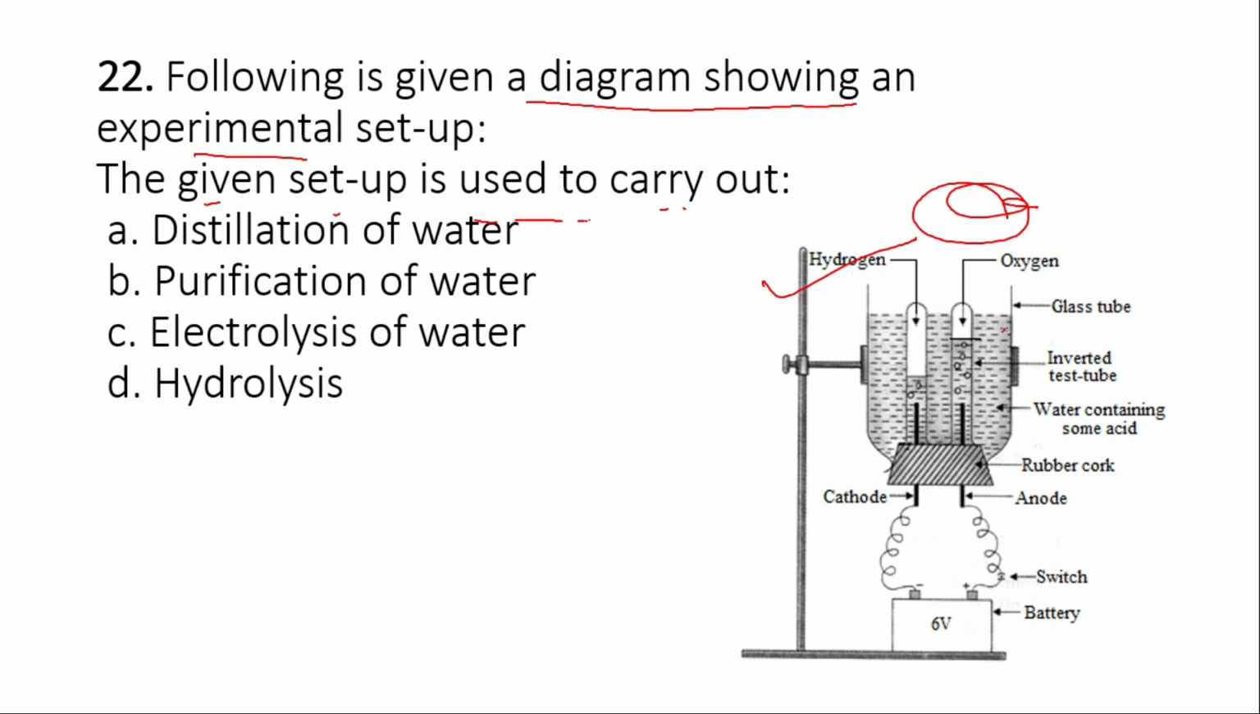See, this is the container, which is a glass tube, and in this glass tube what is there? Water, okay, containing some acid. This acid is basically added so that ki ionization can be done easily, okay. Then here is a rubber cork fitted with anode and cathode, right? Then the switch, or say we are supplying the external source of electricity.